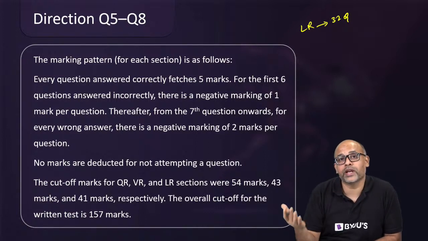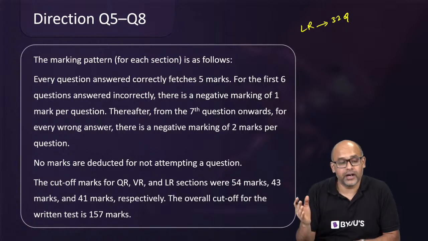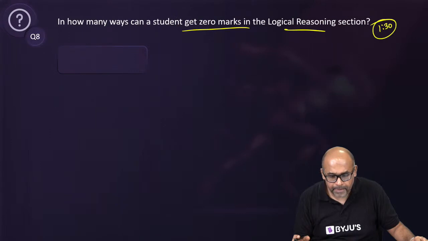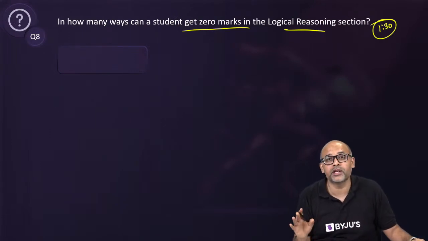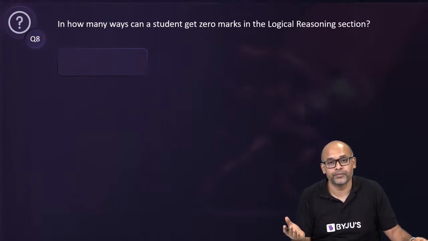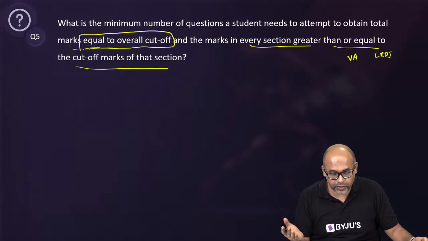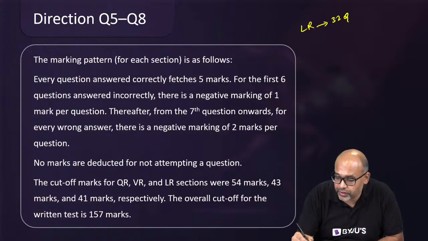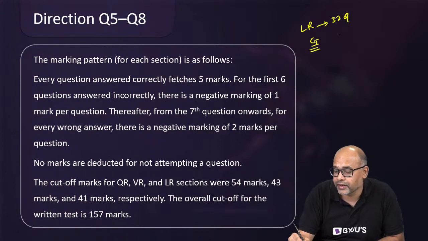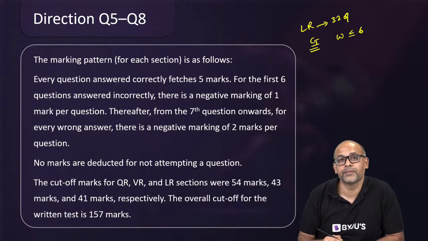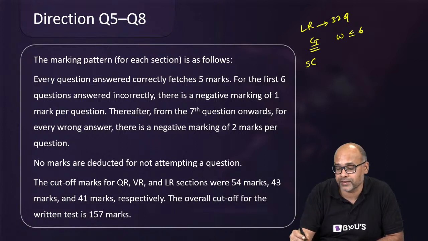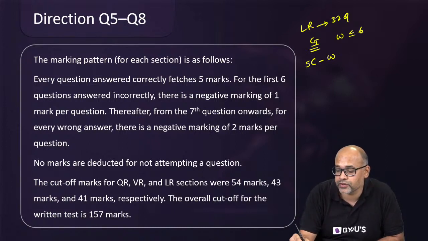So again, there are two cases. Case number one, by the way, is he attempting everything? Nothing is mentioned about whether you're taking all questions or not. So case number one, again, wrongs are less than or equal to 6. Then 5 marks per correct, minus W wrongs, should be equal to 0, or C equal to W by 5.